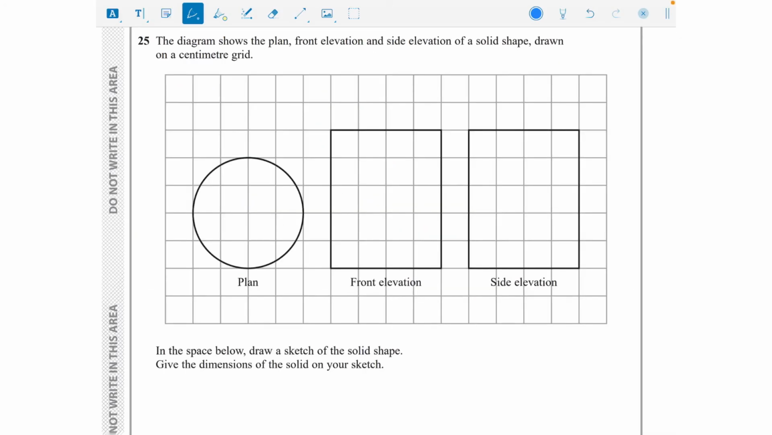Okay, question 25. The diagram shows the plan, front elevation and side elevation of a solid shape, drawn on a centimetre grid. So the plan is just the view from the top. View from above. So that's what the shape looks like from above. The front elevation, as it says, is the view from the front, and the side elevation is the view from the side. So this is a shape that looks like a circle when you look down from above, and from the front it just looks like a rectangle, and from the side it looks like a rectangle.